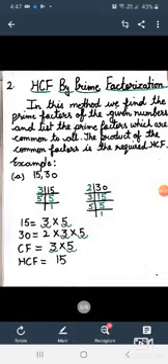Now let us start with our second method of finding HCF, that is by prime factorization method. In this method, we find the prime factors of the given numbers and list the prime factors which are common to all. The product of the common factors is the required HCF. Let us understand with the help of the given example. The given numbers are 15 and 30.